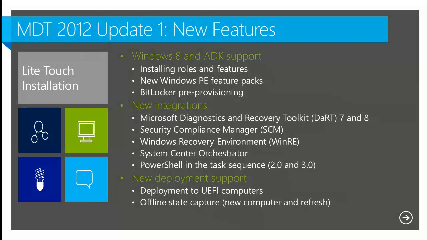There are new Windows PE components or feature packs to .NET 4, PowerShell 3, those kind of things in WinPE, as well as BitLocker pre-provisioning, which really simplifies and speeds up the whole BitLocker process because it can apply BitLocker before it lays down the OS. So it can apply it to the volume and speeds up the BitLocker process significantly with WinPE 4.0.